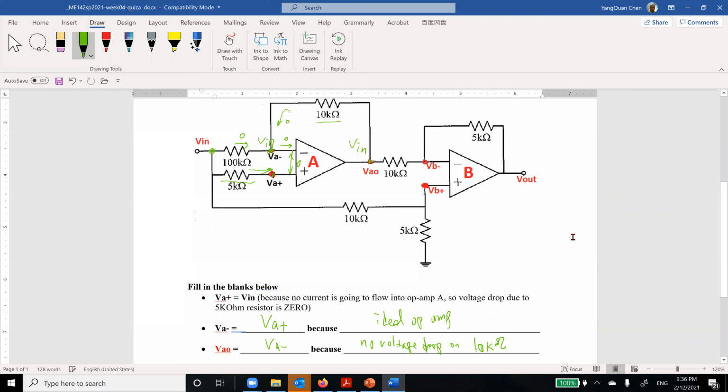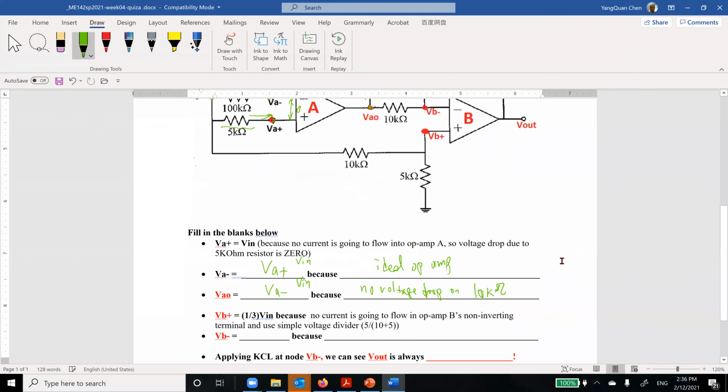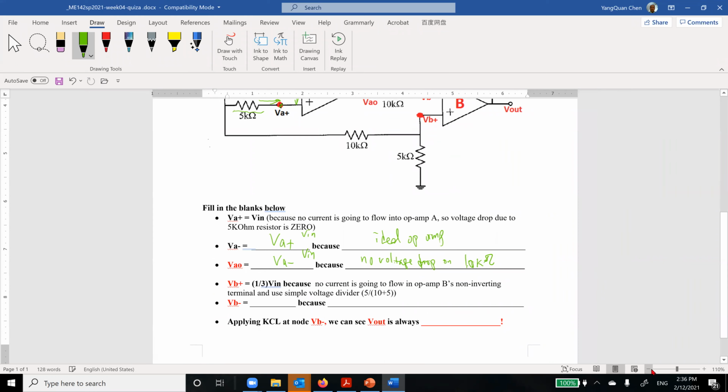So far, do you agree with me? Resistors don't matter here. There's no voltage drop and no current flowing. Then we know that the voltage difference across these two ends is 0. V in minus V in is 0. So VAO is V in, and this is V in also. You agree? Okay, let's make it smaller so we can see it.